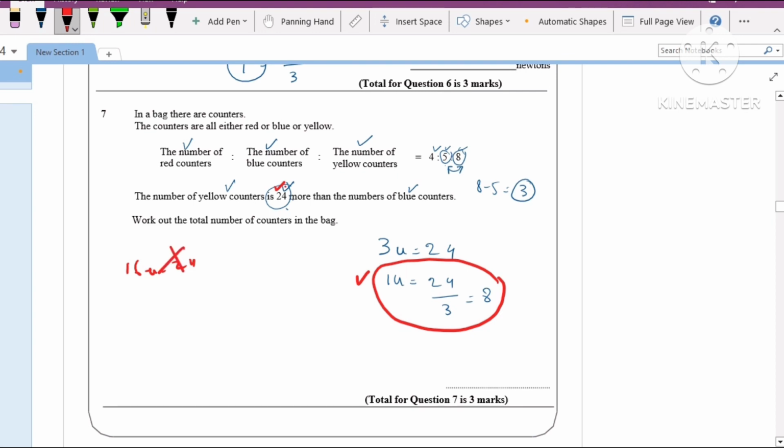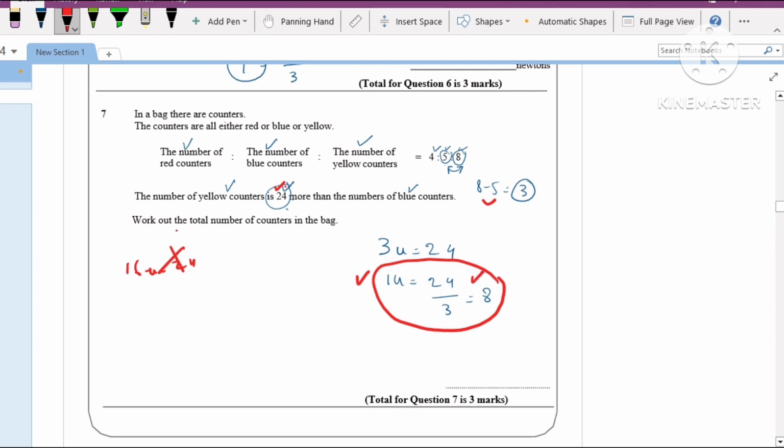Here it is the comparison between yellow counters and blue counters, and we can see that yellow counters are 8 and blue counters are 5. So yellow has 3 units more than the blue counters. So these 3 units is equal to 24. You find the value for 1 unit. Now look at the question.